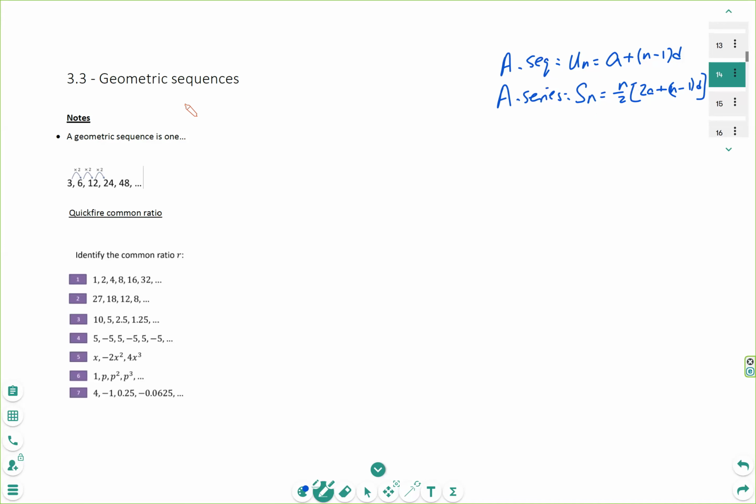Okay, so geometric sequences. A geometric sequence is one where there is a common ratio between terms. In simple terms, it means we're multiplying or dividing by the same number each time. So in here, we can see we're multiplying by 2 each time, so we say r equals 2. Can you identify the common ratio r?